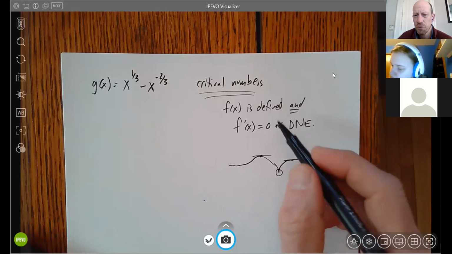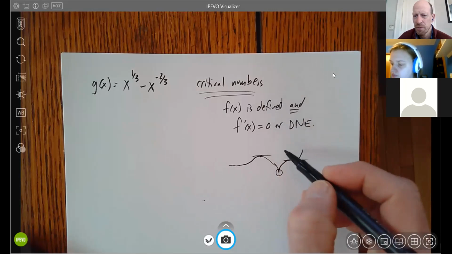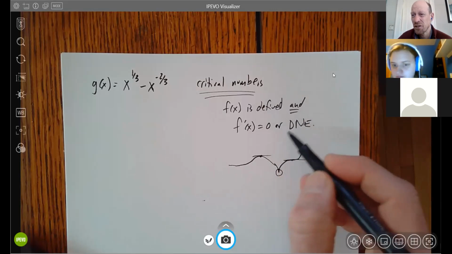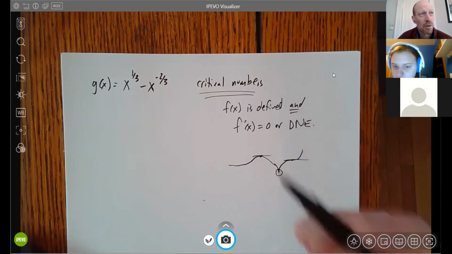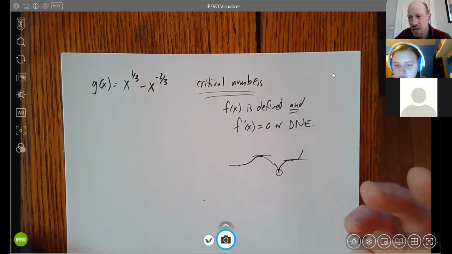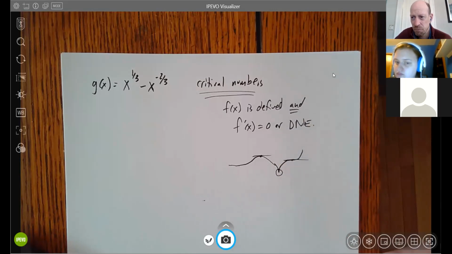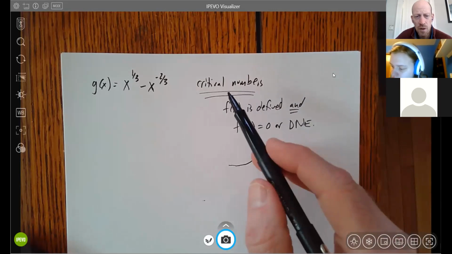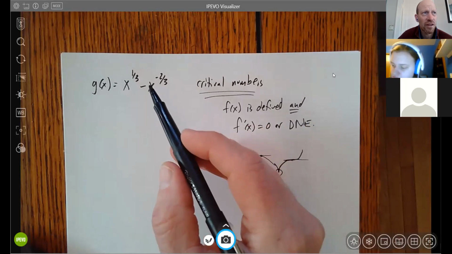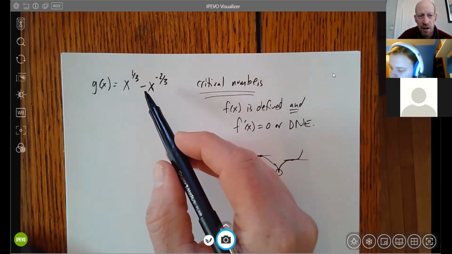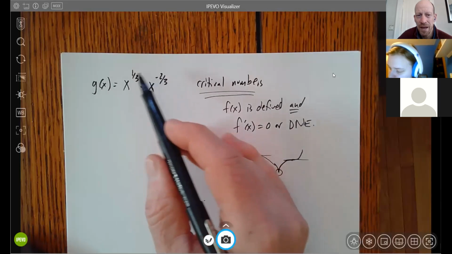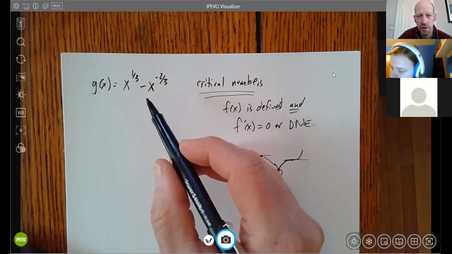So we want to understand the relationship between critical numbers and minimums and maximums. They're like potential minimums and maximums. But like this question here, sometimes they're just asking you to find the critical numbers. That's it. So I want to notice for this situation what the domain of the function is to start with.